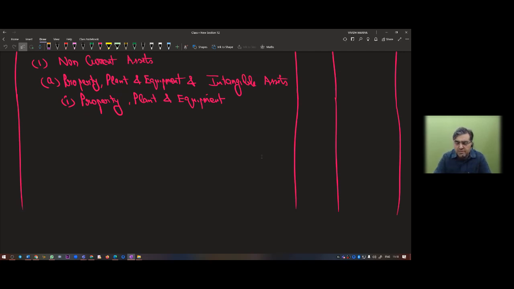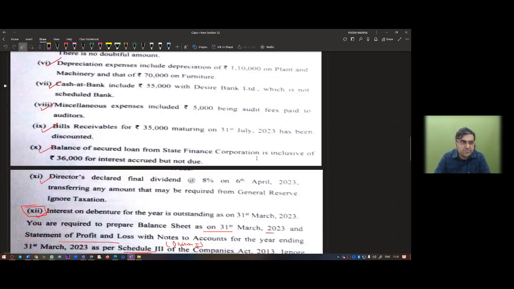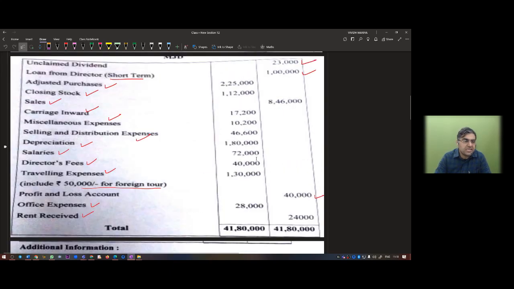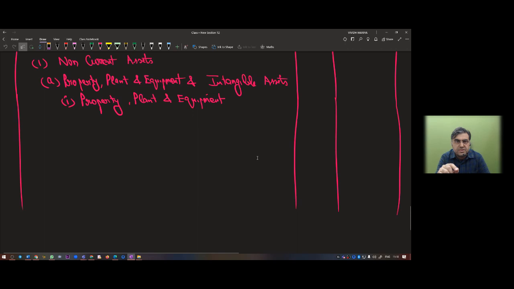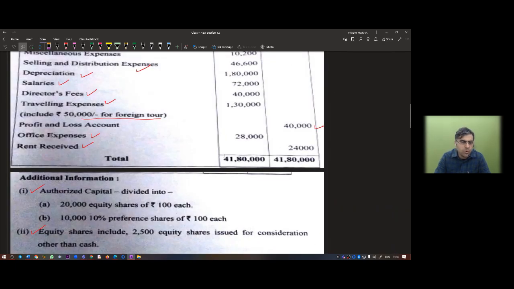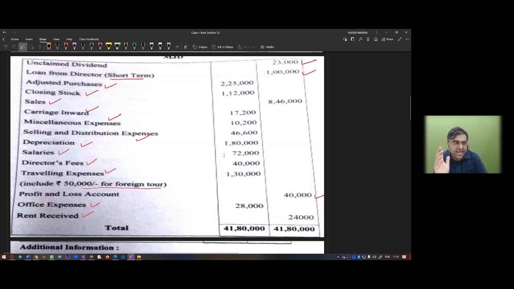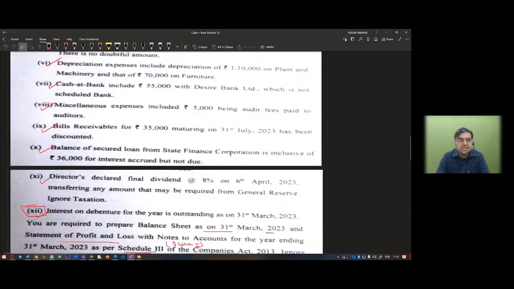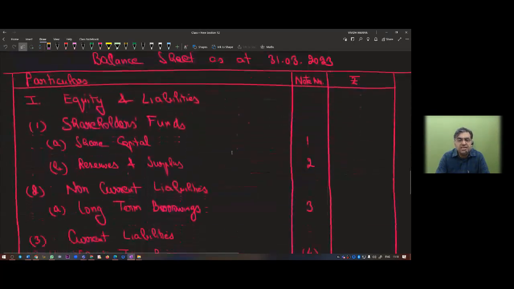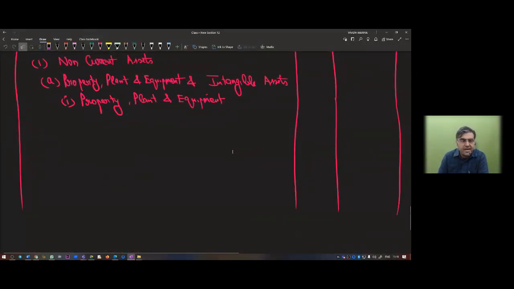Do we have any investments, long-term investments? I haven't seen any non-current investments. Deferred tax asset, there is none. Long-term loans and advances. On the asset side, let me evaluate the assets again. It takes time, but the answer will be perfect. There is none. There's nothing. Okay, so B's not there, C's not there, D's not there, E's not there. So we go to the next part of the question.